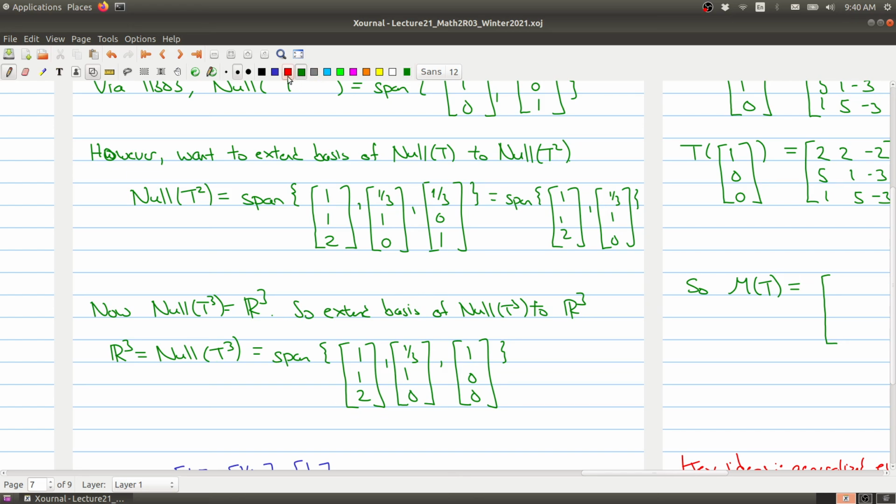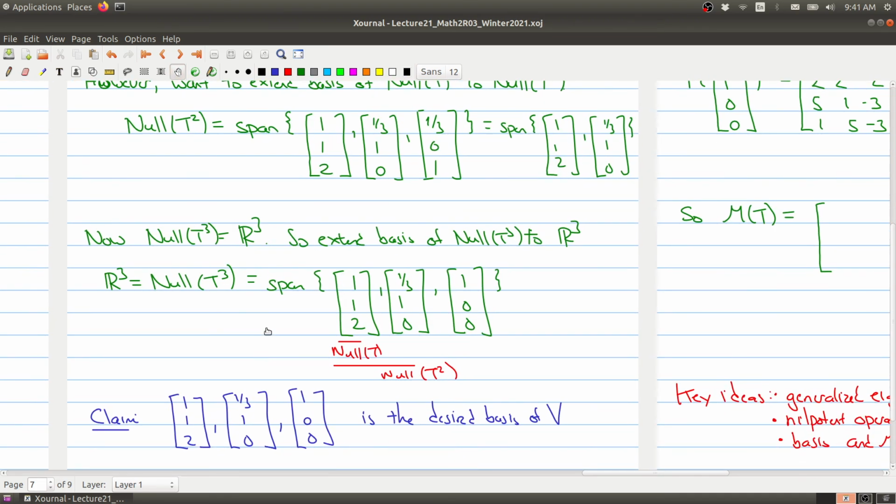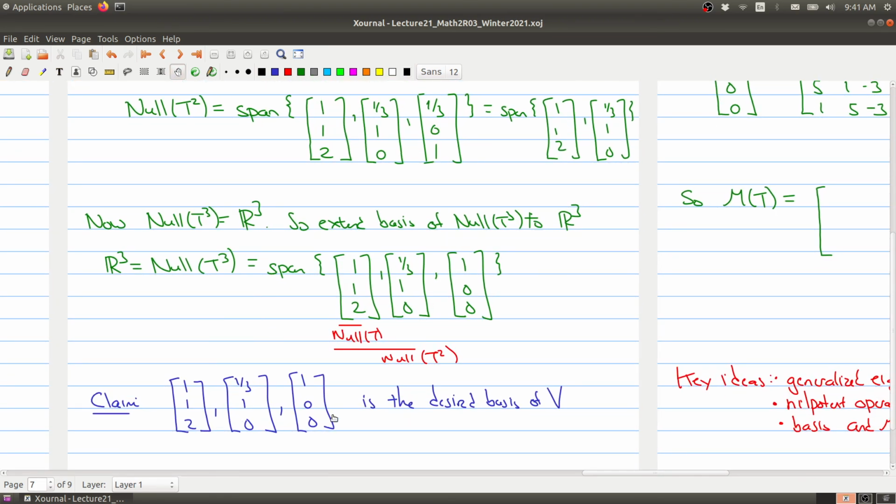The first vector is a basis for null T. The first two vectors are a basis for null T squared. And then everything here is a basis for null T cubed. So we're just following the procedure within the proof, but applying it to a specific example. When we come back, I want to show you in more detail why this is the desired basis of V.